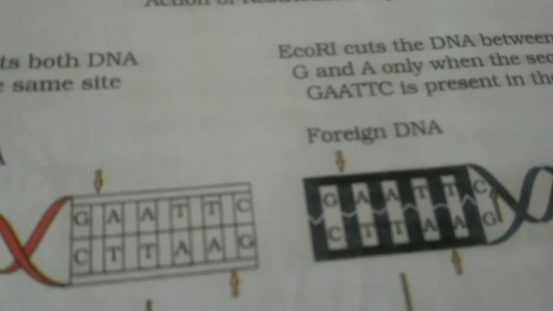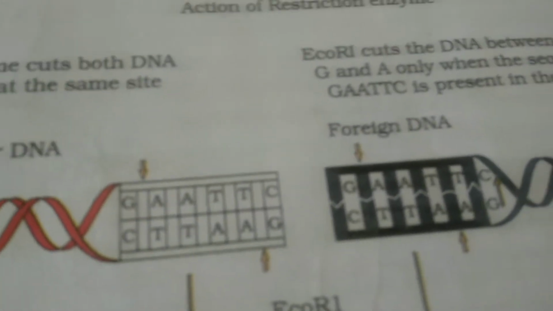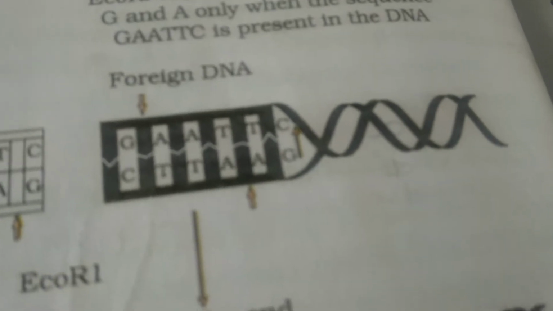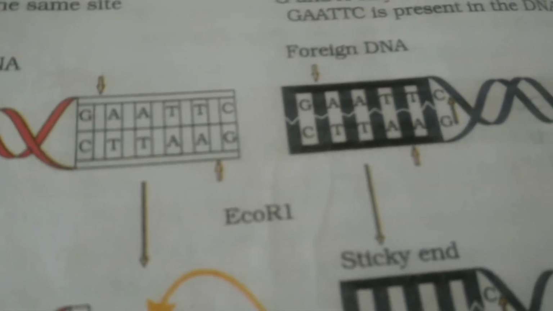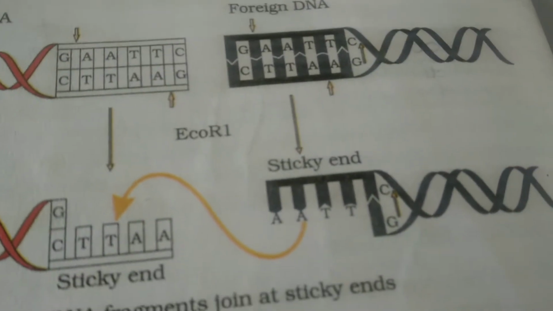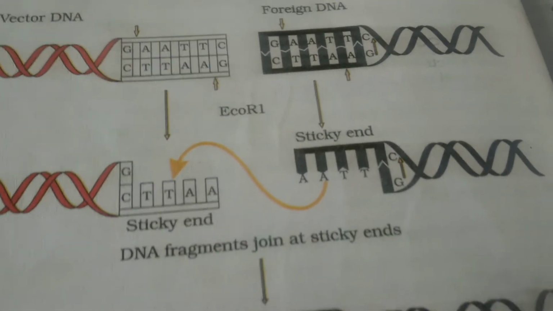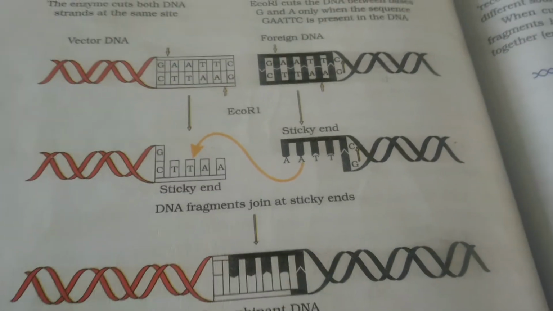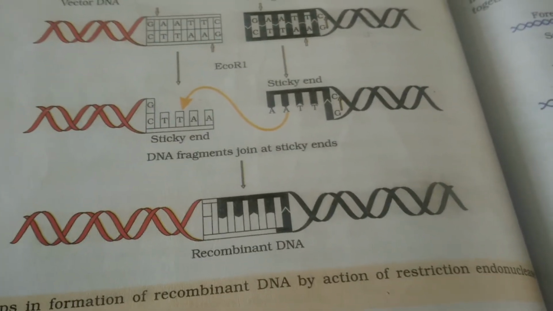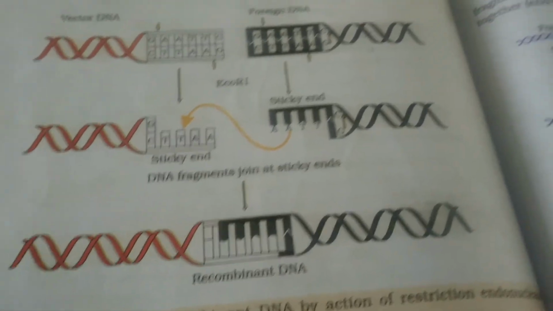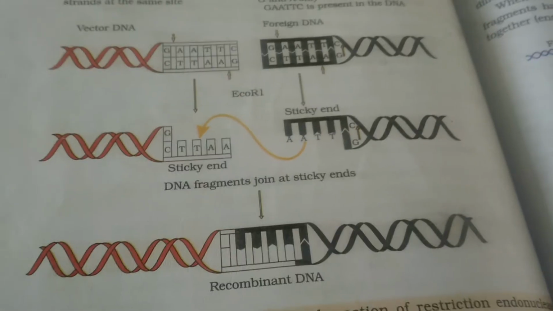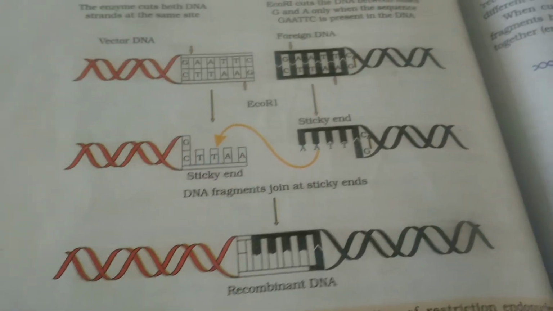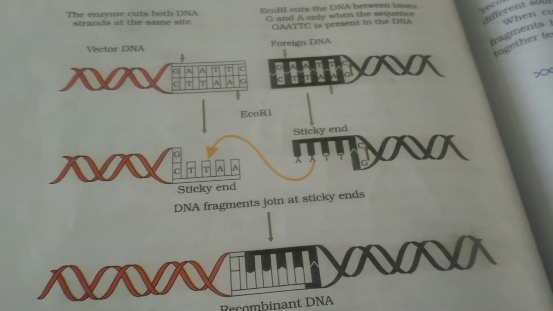EcoR1 cuts the DNA between G and A. The G and A backbone is cut by the restriction endonuclease. Then sticky ends are formed. Both the sticky ends are joined. Then there is a formation of recombinant DNA. Recombinant DNA is very necessary for gene cloning in rDNA technology.